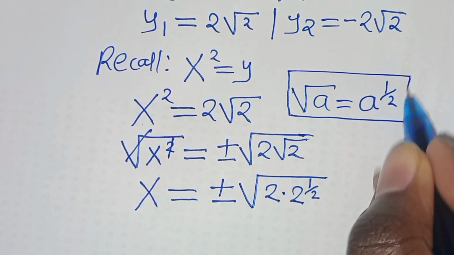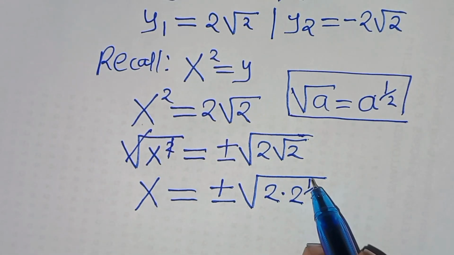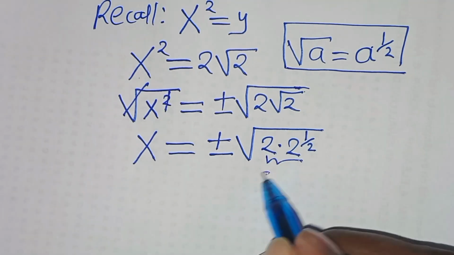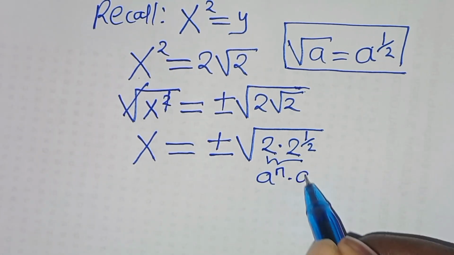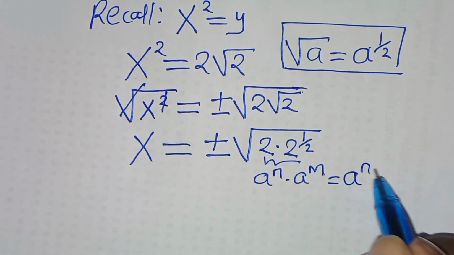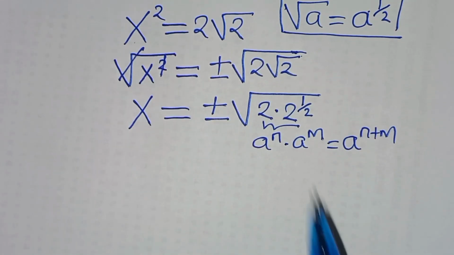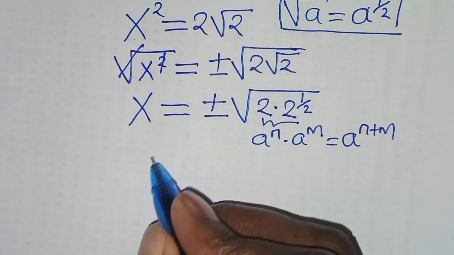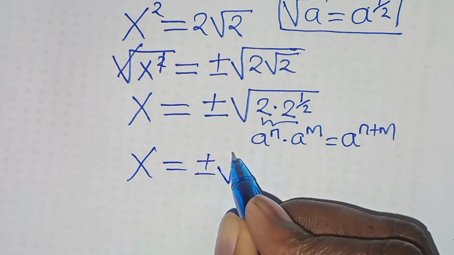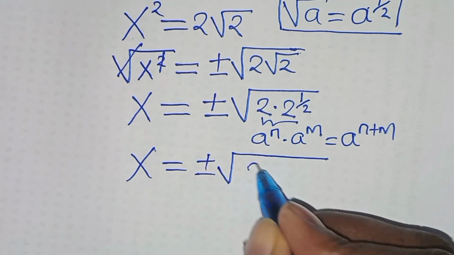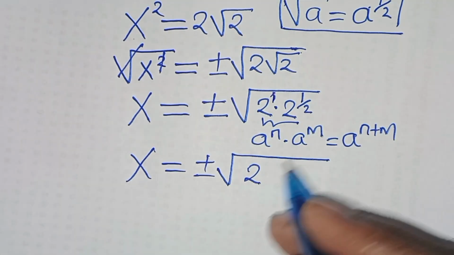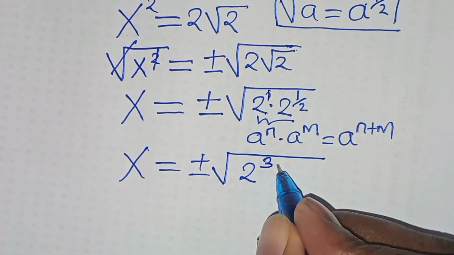Now, applying this property, that's why we have 2 raised to the power half. Again from here, this is in the form of a raised to the power n times a raised to the power m, which we can express as a raised to the power n plus m. Applying this exponent property, then we have that x is equal to plus or minus the square root of 2 raised to the power, this is 2 raised to the power 1. So this is 1 plus half, which is 3 over 2.